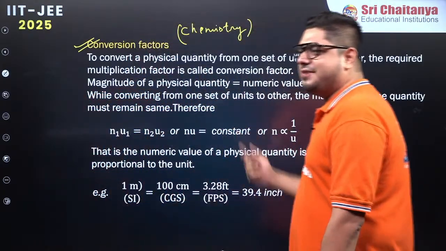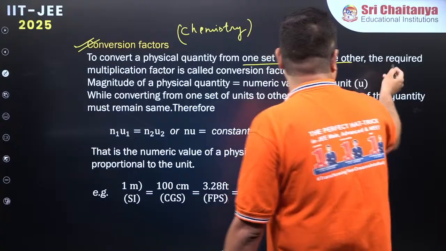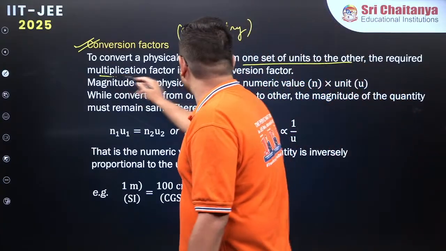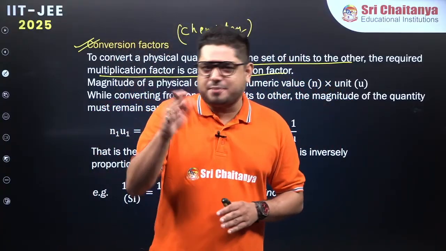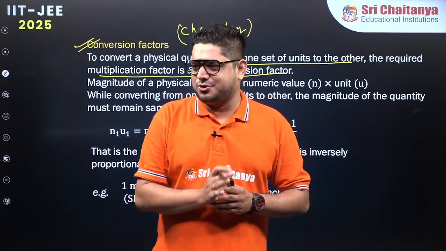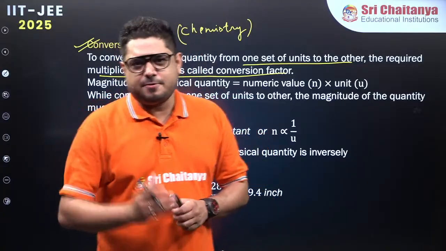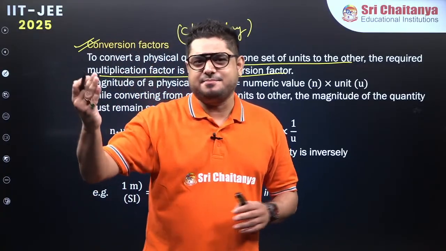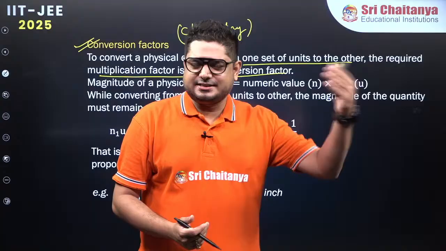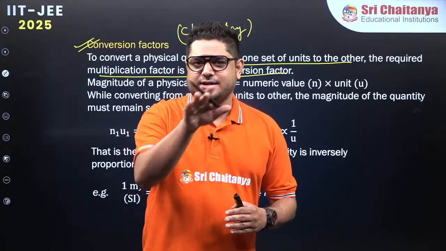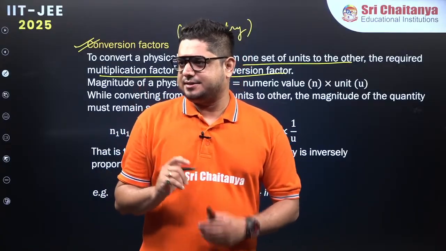So what is the conversion factor we are trying to say? To convert a physical quantity from one set of units to the other, the required multiplication factor is known as the conversion factor. Obviously 1 Newton is equal to 10 to the power 5 dynes. I would like to prove this to you in the upcoming context. So you require the equivalence of 1 unit in one system to a certain numerical value in the other system of unit. That's what we are addressing as conversion of unit, isn't it?